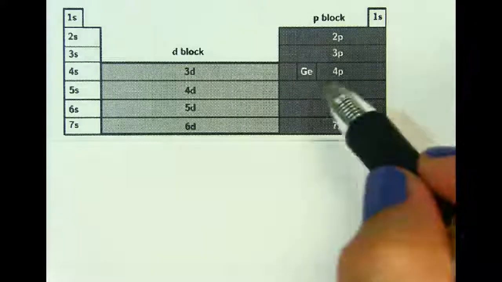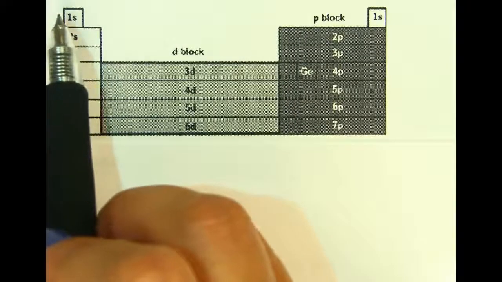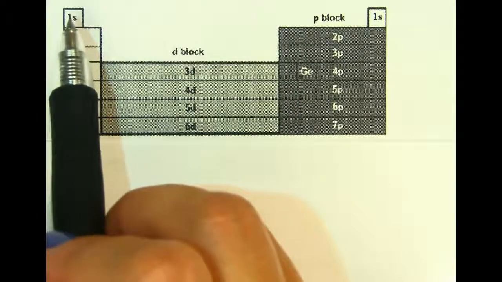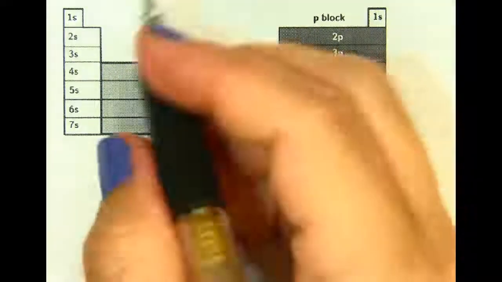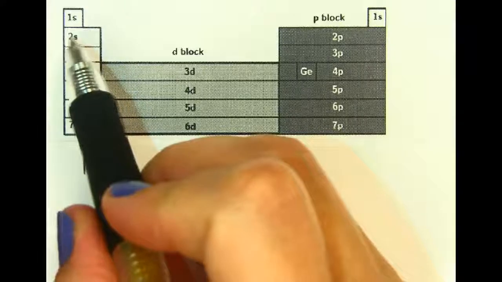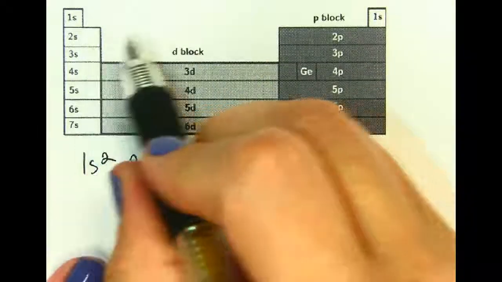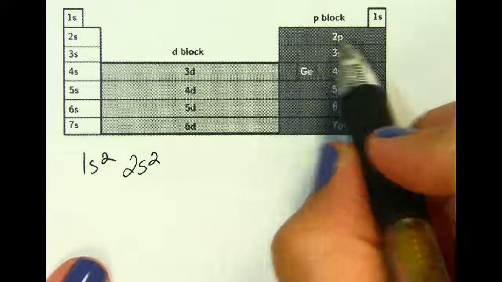Example 6.40, write the electron configuration for germanium. Here's where germanium is located on the periodic table. So our electron configuration begins with the inclusion of the first row, which will give us 1s2. And then the second row, we have 2s2. Then go all the way across to 2p, 1 through 6.